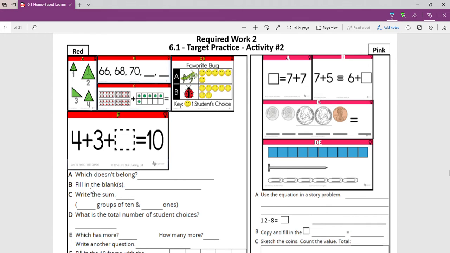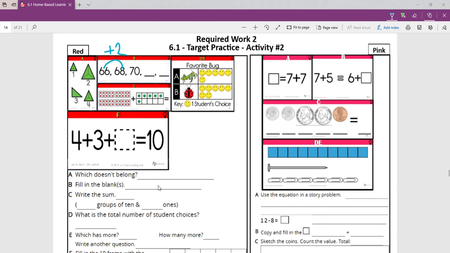Okay, look at B. B says fill in the blanks. Well, let's look at B. Ready? Let's count it. 66, 68, 70. And it looks like they are counting by twos. So what would be next? What two numbers come next? And you're going to write those numbers in this blank right here.